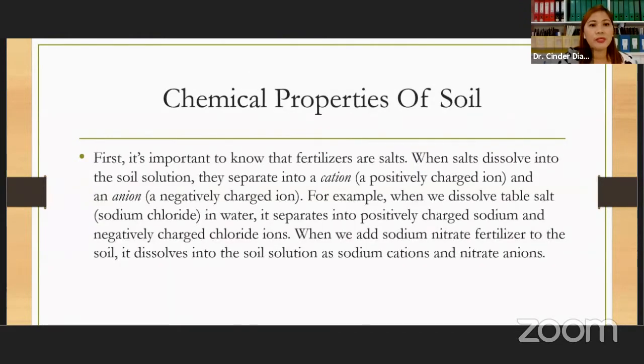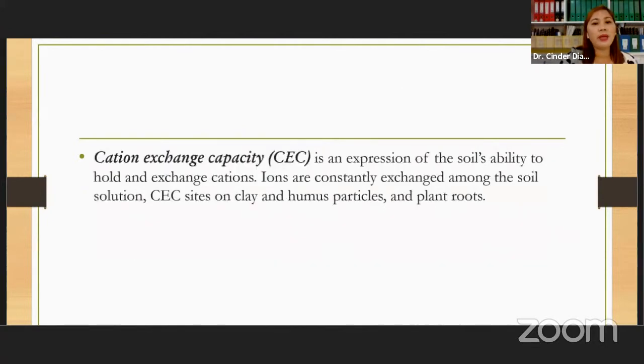And again, you are going to consider also the chemical properties of soil, because it's important to know that fertilizers are also salts. So when salts dissolve into the soil solution, they separate into a cation and an anion. For example, when we dissolve table salt, NaCl or sodium chloride, in water, it separates into positively charged sodium and negatively charged chloride ions. So when we add sodium nitrate fertilizer to the soil, it dissolves into the soil solution as sodium cations and nitrate anions.